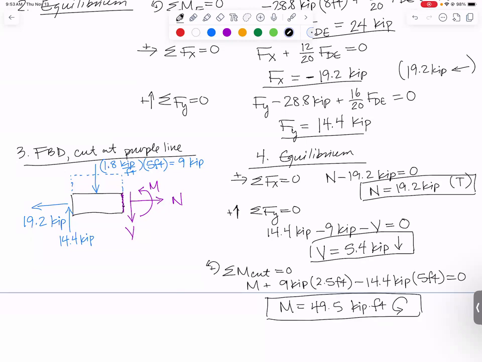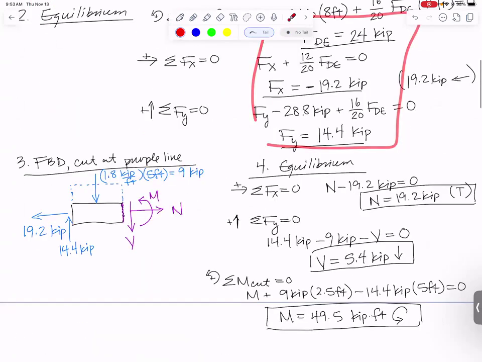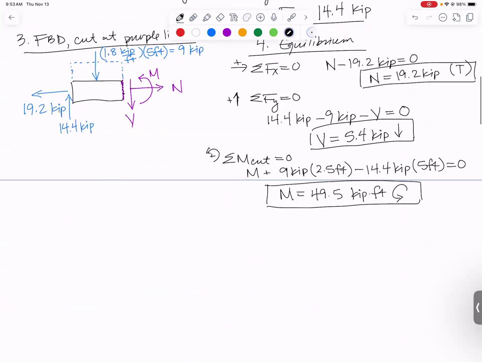We're making great progress. We did 2 free body diagrams. The free body diagram of the whole beam allowed us to find these external reaction forces. The free body diagram cut open at the purple line allowed us to find all of the internal forces. So our next step, we're going to take all of these forces and we need to find the stress that they each cause. I find that's most helpful if I first find all of my section properties.